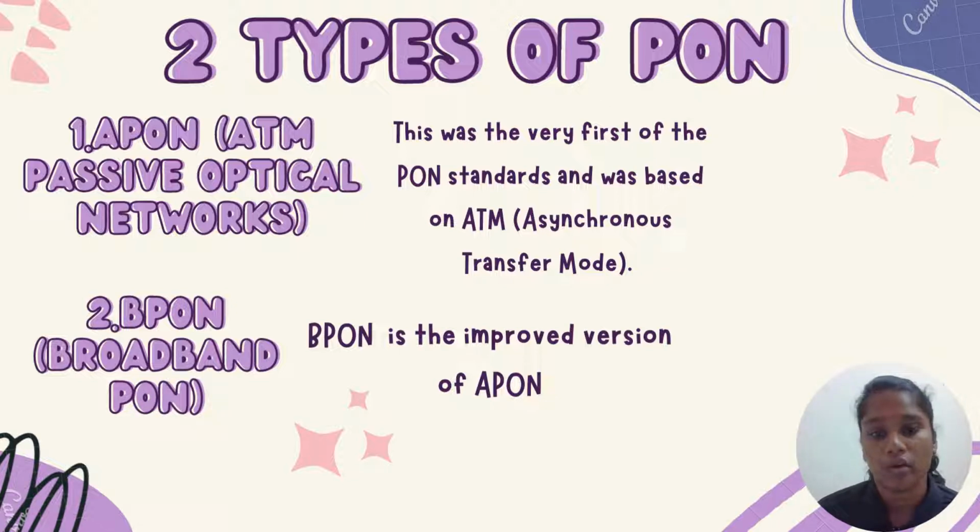The A in APON stands for Asynchronous Transfer Mode. It was the very first of the PON standards and was based on ATM, which is Asynchronous Transfer Mode. And Broadband PON is the improved version of APON, which is upgraded.